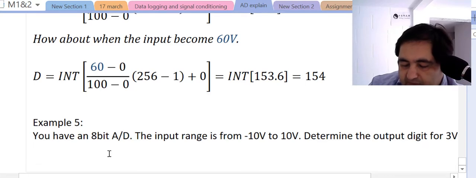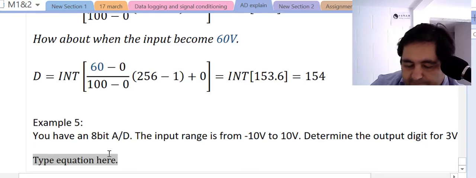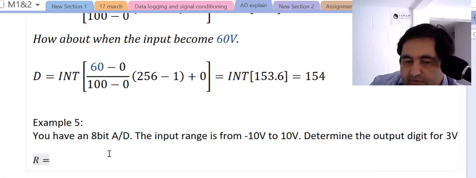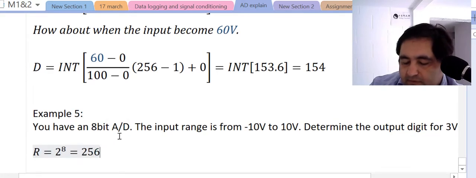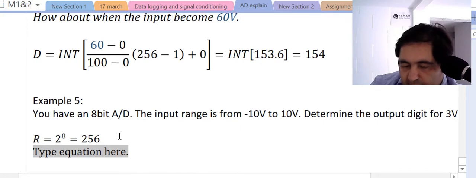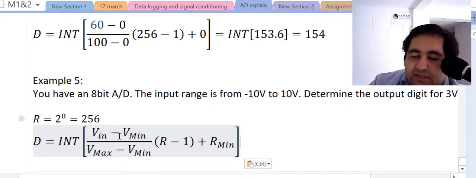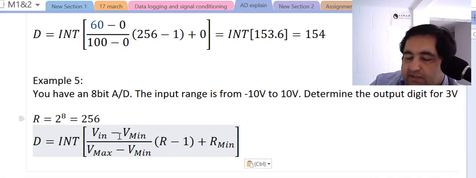It's 8-bit again, so R is going to be equal to 2 power 8, which is 256. Okay, 256. Now I have this. The next line I have the formula to copy in, and actually the question is about the digit, nothing else. Even the error wasn't asked for, because last time we practiced the error. Now the question is how much is actually the digit that I am having.